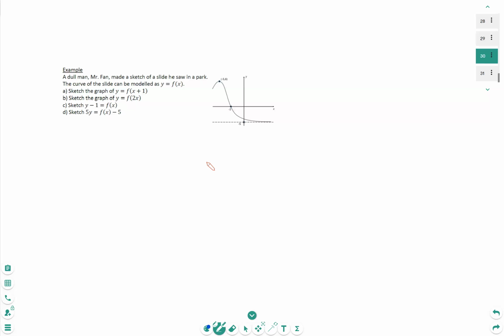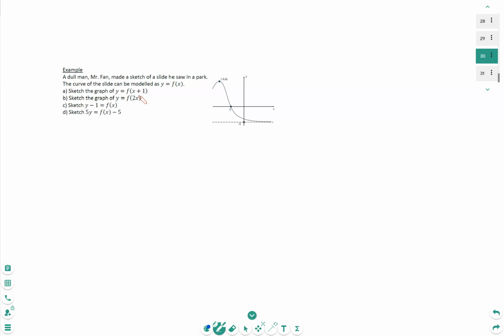Example: a dull man, Mr. Fan, surely it can't be me, I'm not dull, made a sketch of a slide he saw in a park. The curve of the slide can be modeled as y equals f of x. That's such a geeky thing to do, I'll never do that. Sketch the graph of y equals f of x plus 1. So here's a graph, okay? If you know the answer, you can actually have a go and try it yourself before listening to me waffling on and on and on.